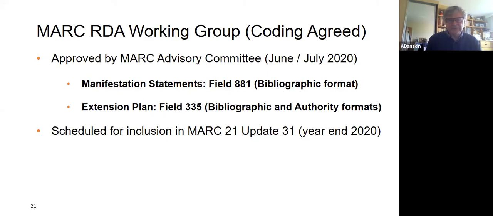However, some have actually taken place already, as you're probably aware. Manifestation statements were approved for field 881 in the bib format in June and July. An extension plan was approved for field 335 in both the bibliographic and authority formats at the same time. And these should be in the MARC 21 update 31, which is due out at the end of the year.